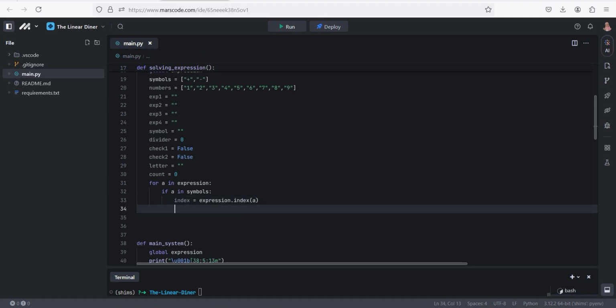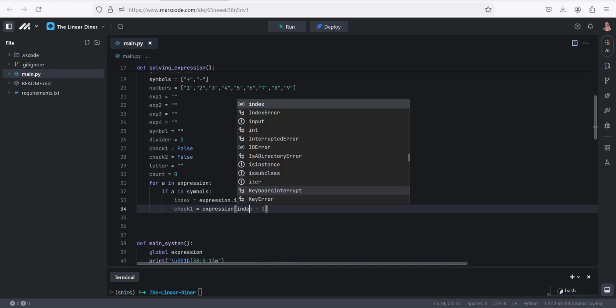All right, so the next thing to do now is to create a variable that's going to get us those split expressions. I'm creating one called check1, and this variable is going to be equal to expression, which obviously is the expression that they enter, but we're going to do this index minus 1.